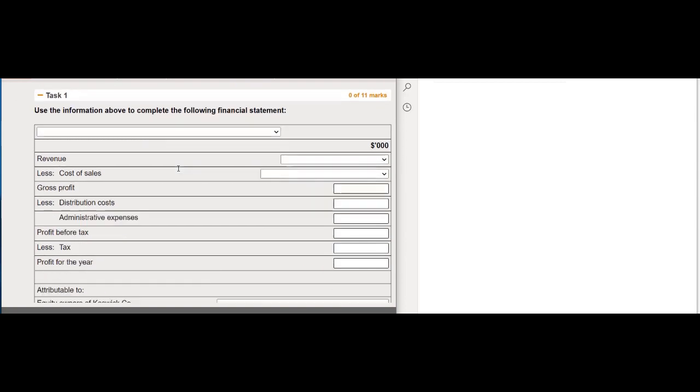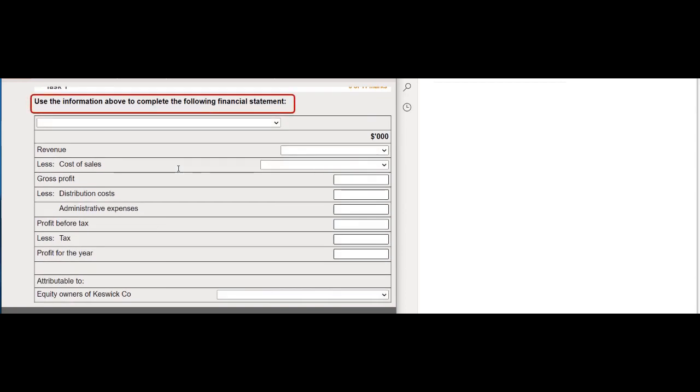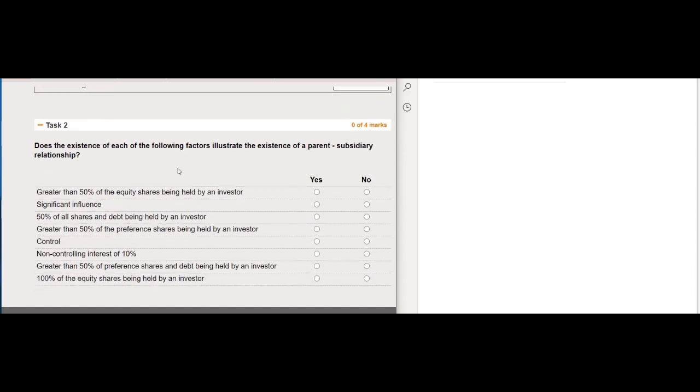Task 1 asks us to use this information to complete the following financial statement. We've got revenue and cost of sales and profits, and so therefore we are looking at a consolidated statement of profit and loss. Then for task 2, we are then asked to decide, does the existence of any of these factors illustrate the existence of a parent-subsidiary relationship? This is independent of the background information and task 1.